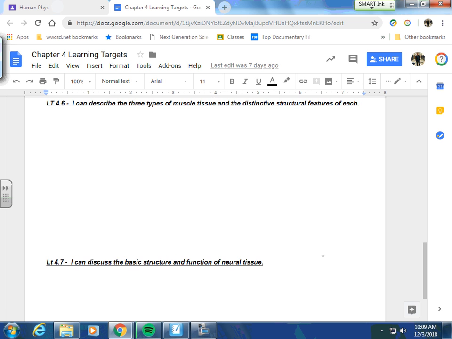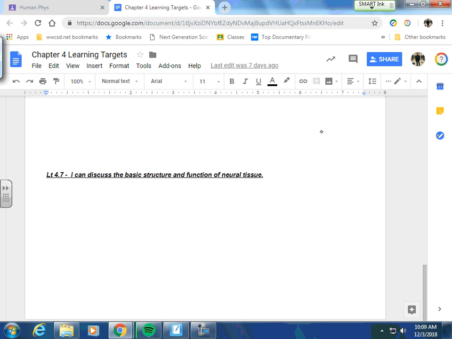So we are getting toward the end of class, but looks like we're okay. We're at our last learning target, and it's pretty easy here. Neural tissue. So you guys made a comment earlier that it is very distinctive. Okay, very distinctive looking.